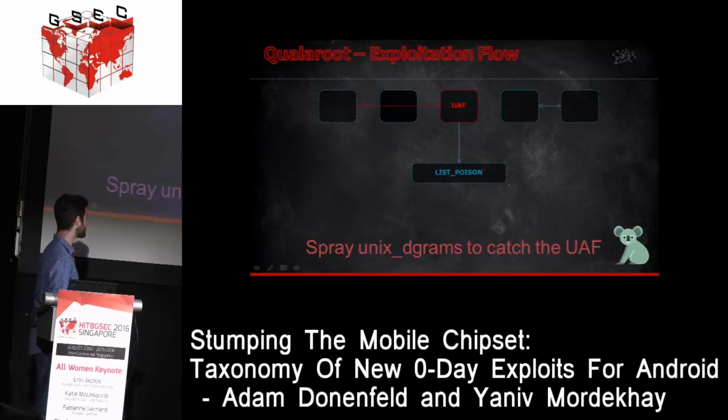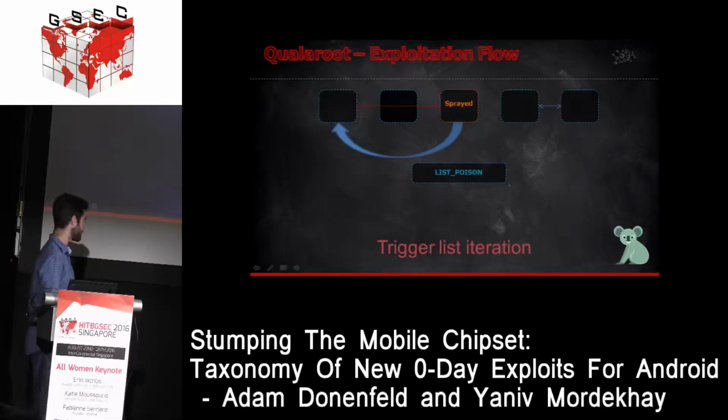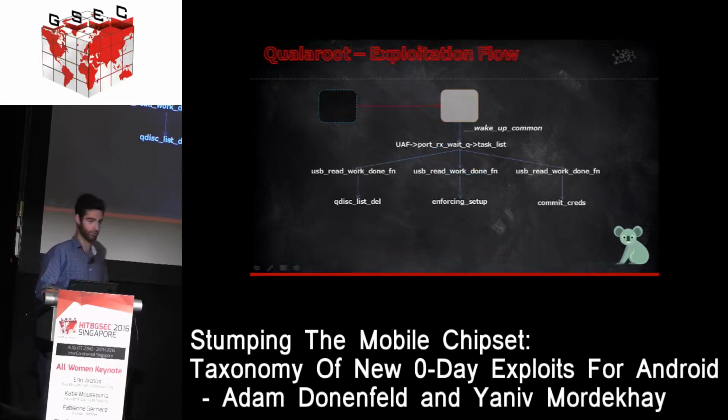Once we did that, we have control over the object, and we want to point back to the beginning of the list to prevent situations where iterations will crash the system. And now we want the system to use our fake object. So we just have to create or close any endpoint in this system. And then it uses our fake object, and it starts our fake chain of function calls.